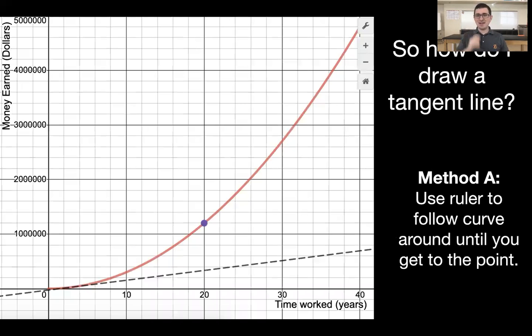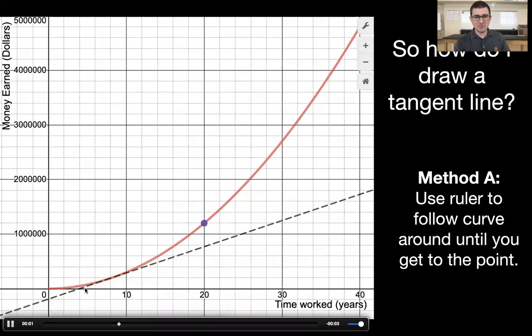And then method A is to take your ruler, and we're going to let this dashed line represent your ruler. You're going to take your ruler or your straight edge, and you are going to follow the curve around until you get to 20 years, until you get to the point that you're trying to get to. So let's look at what that looks like. So I'm taking my ruler and I'm following the curve around until I get to right at 20 years. And this is my tangent line at 20 years.